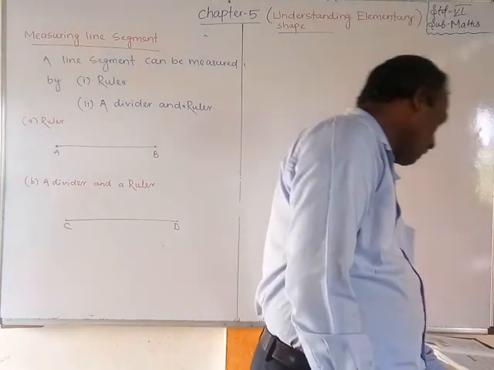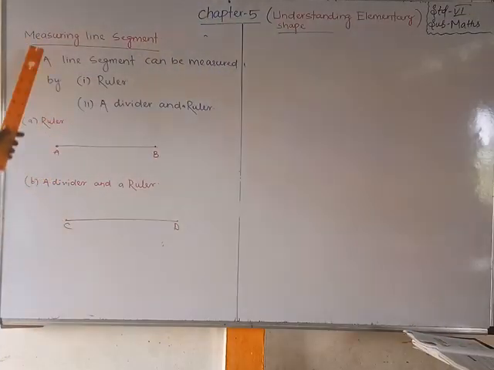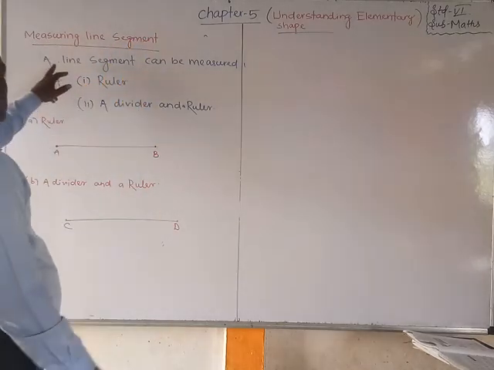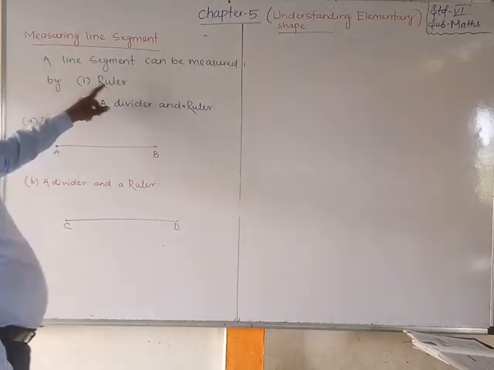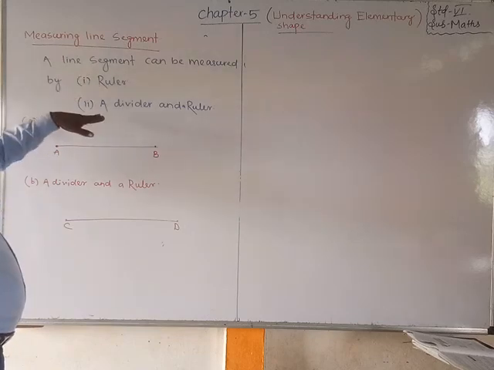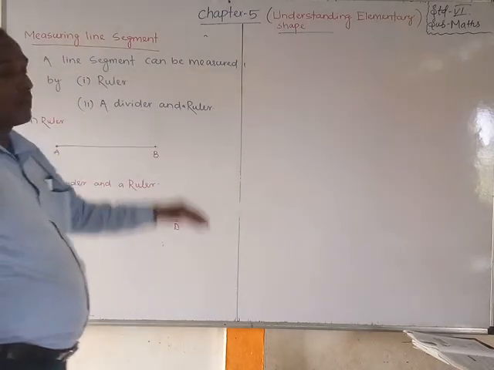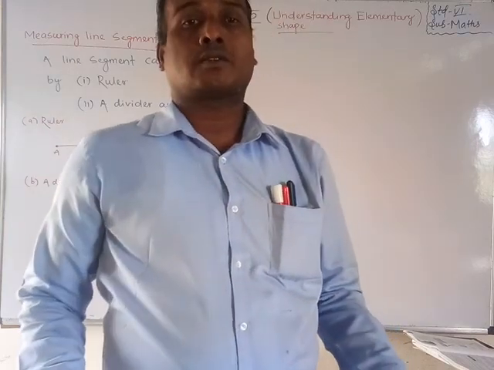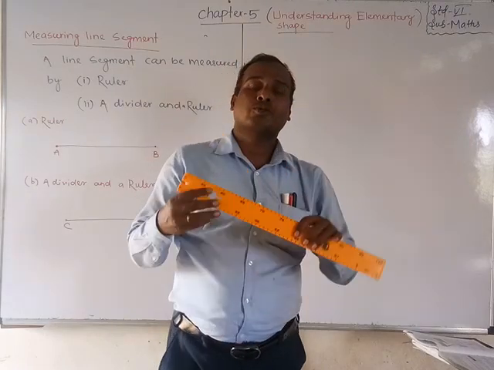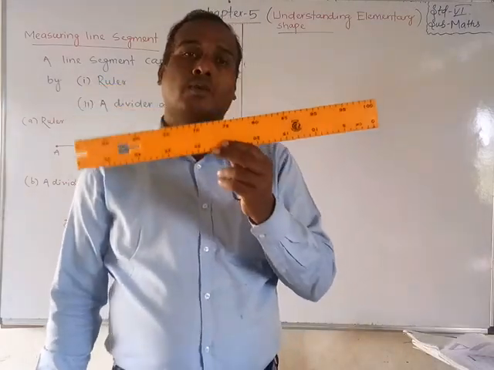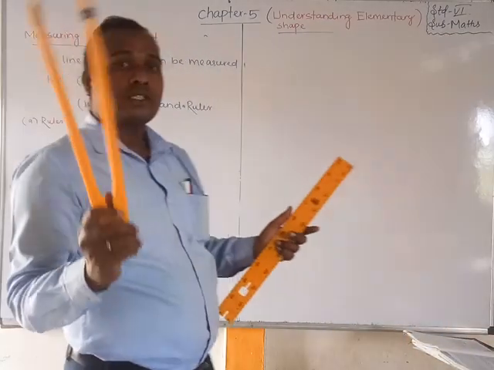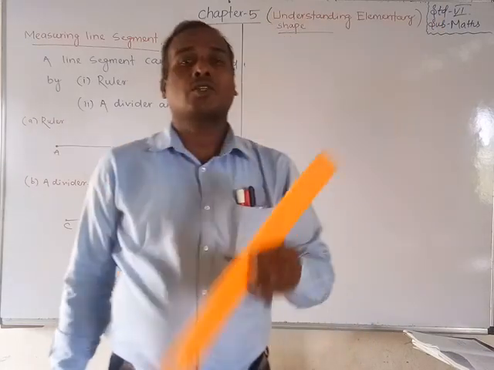Now, first of all we will see measuring line segments. How will we measure a line segment? A line segment can be measured by a ruler, or by a divider and a ruler together. Students, you know that ruler means scale. You can see this in your geometry box, this is called a ruler, and this is called a divider. We can do it with a divider and ruler, and also with only a ruler.